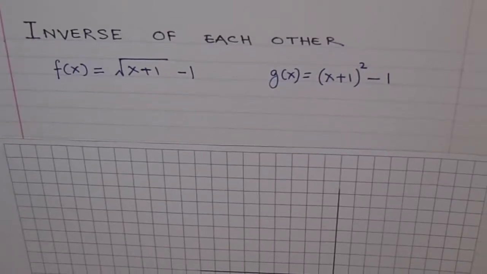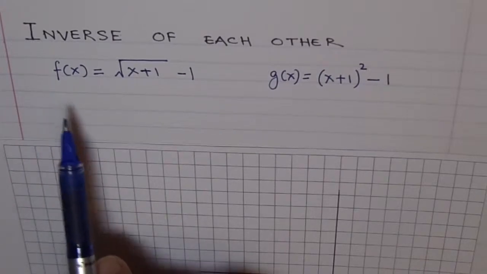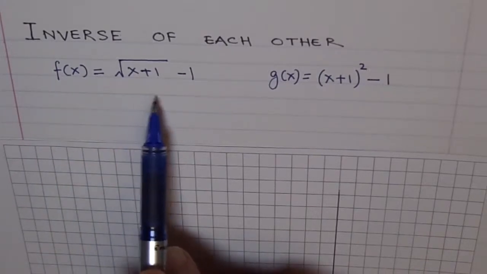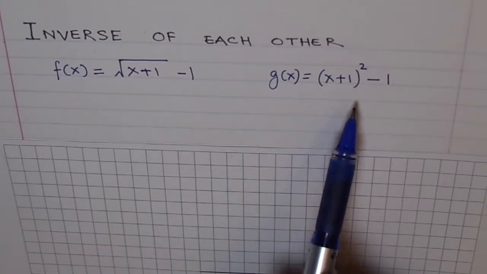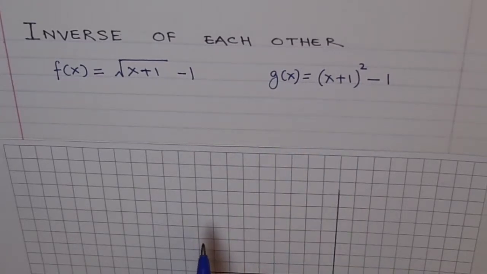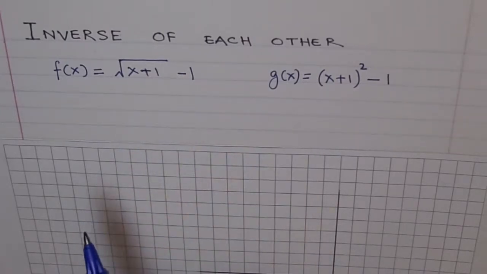Hello, let's see this. These are the two given functions to us. f(x) equals the square root of x plus 1, minus 1, and g(x) equals (x plus 1) whole squared, minus 1. Now we have to find whether these are inverses of each other or not. Well, this question is asked in thinking and communication problems, and first let's analyze it.